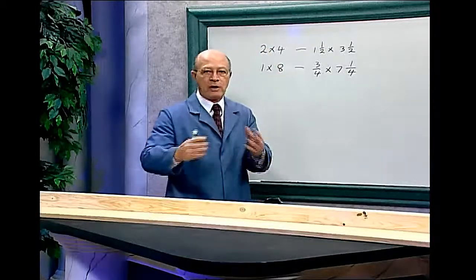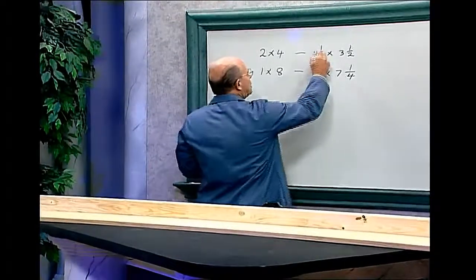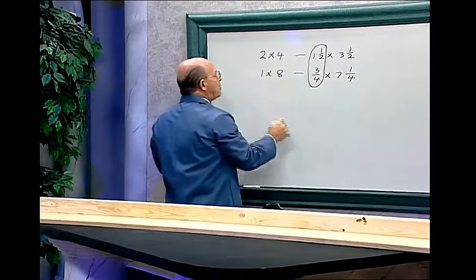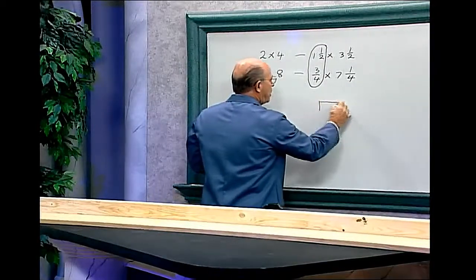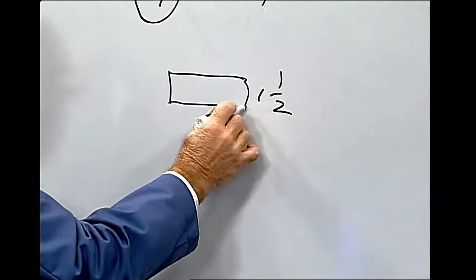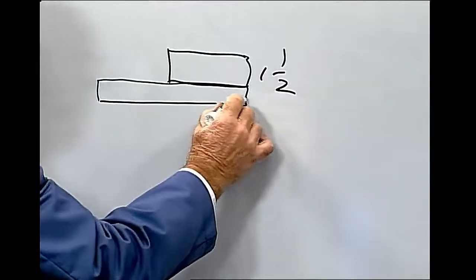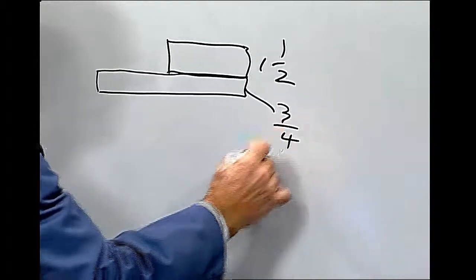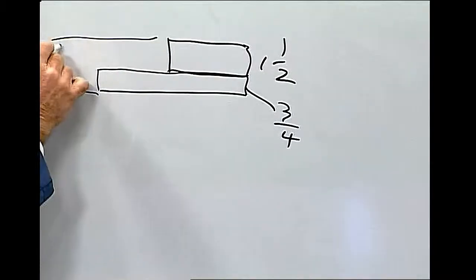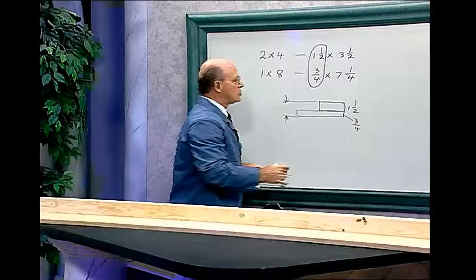But the question is, you're a draftsman, and you're designing this building, and you want to put these two boards together, the 2x4 and the 1x8. So one board measures 1½ inch, and the other board, this one measures 3/4. So you want to find out what is the dimension between these two boards. So we have to add them.